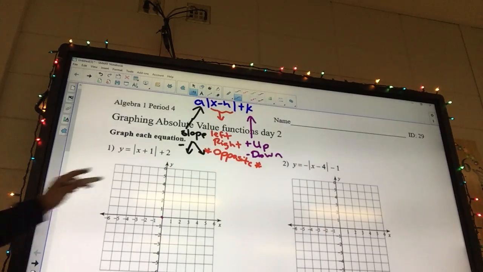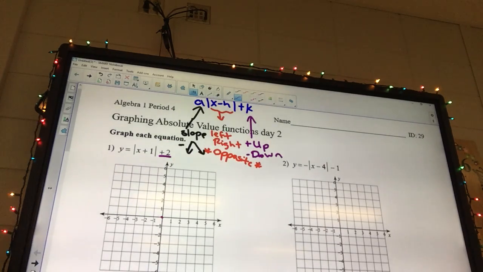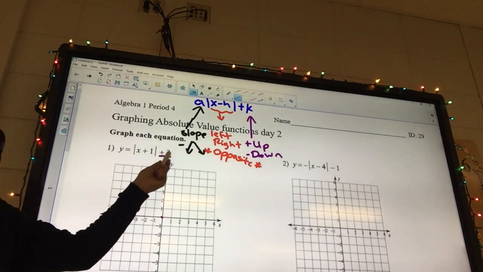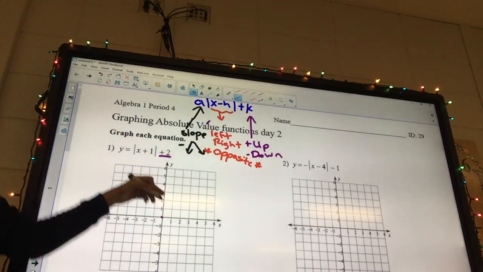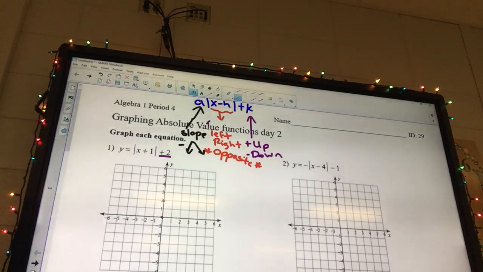Okay, so at 0, we start at 0. This +2 is on the outside. Okay, it's on the outside of the bars. So it says +2, so we're going to go up 2. Okay, because we can look at our thing and we're going to go up 2. So that puts us here.